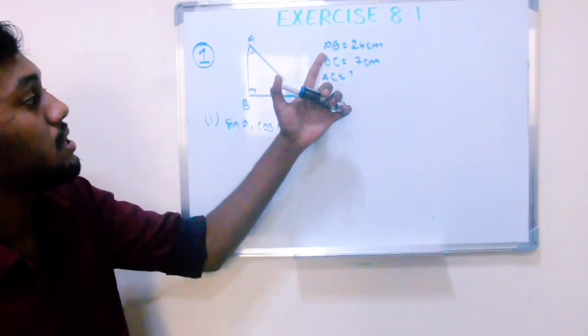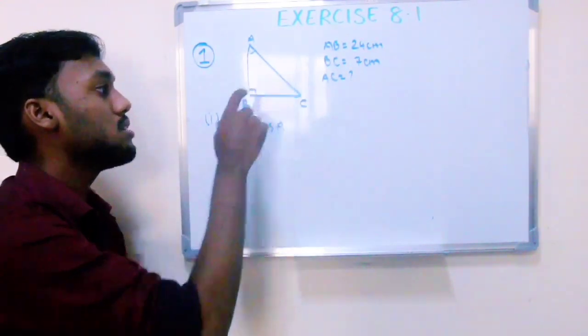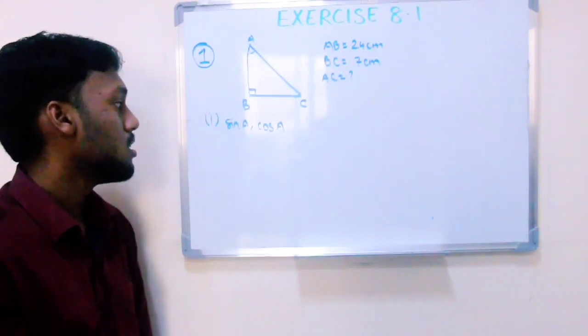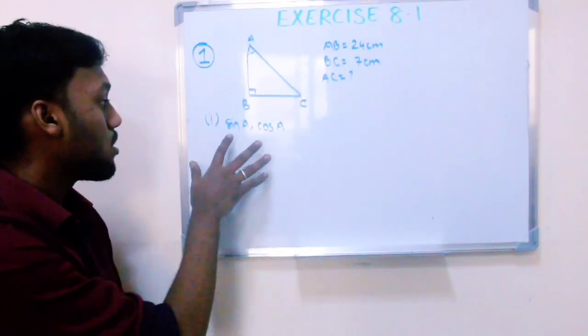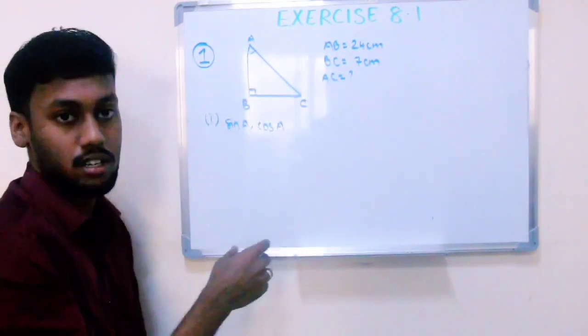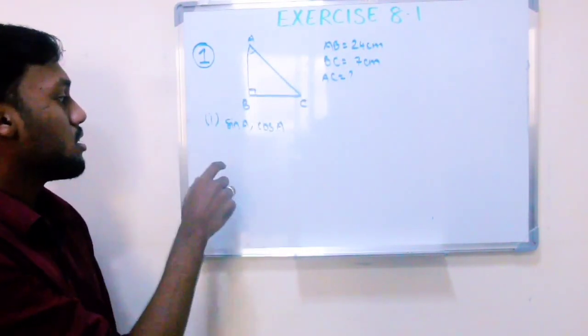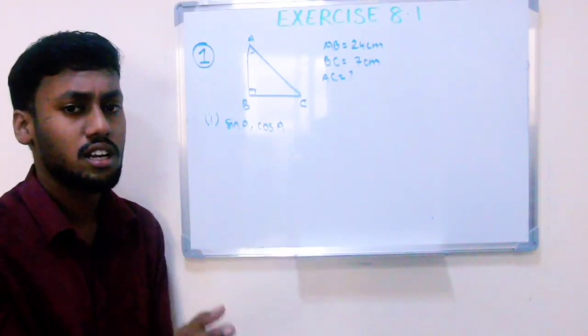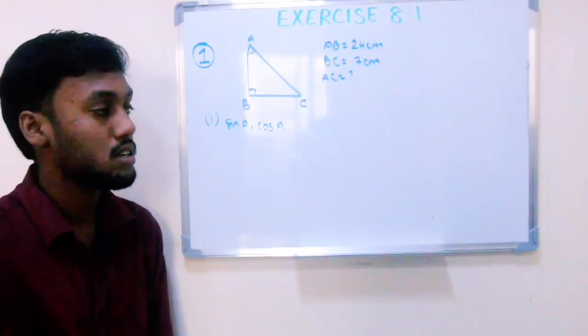So here AB is given 24 cm, BC is given 7 cm, and AC is unknown, right? So we should find that. I'm considering only the first subpart first, and then we'll do the second subpart. Okay. Now see, what is sine? Yesterday, in the last class, we have discussed. Sin A is equal to O by H, right?